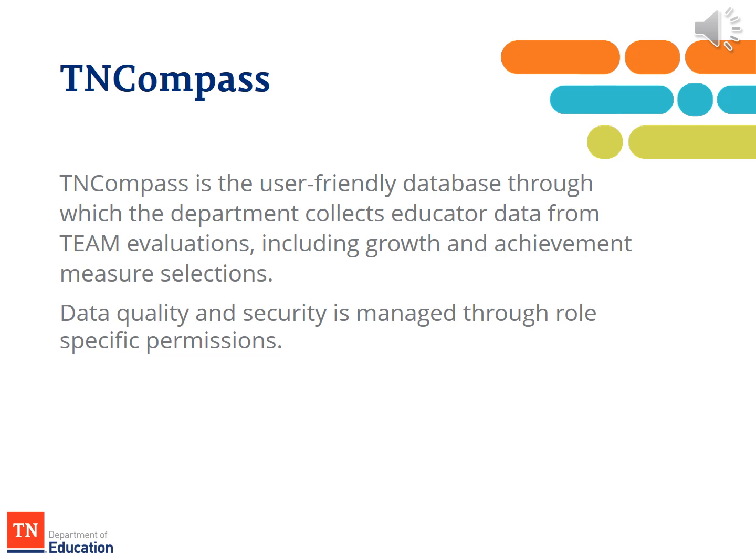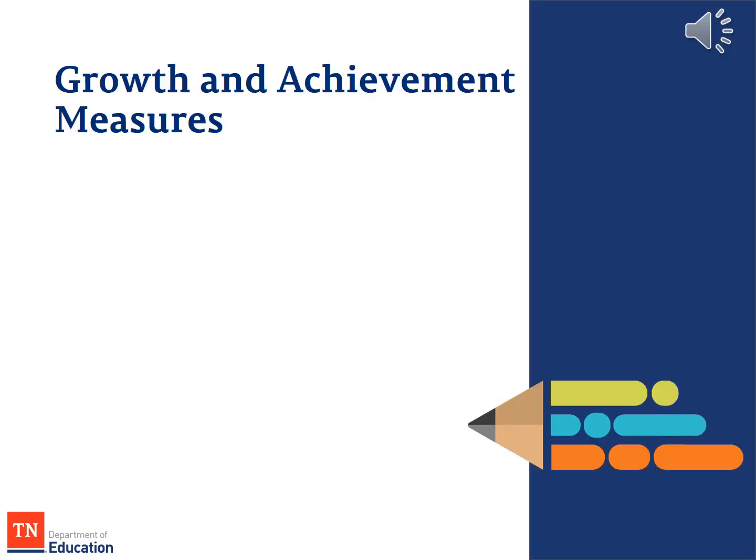T-Encompass is the database used to house evaluation data for all Tennessee educators. Each evaluator must be given specific role-based permissions in T-Encompass to access evaluation data. Growth and achievement measures comprise a significant proportion of each educator's LOE. Each measure has a customized weighting within Team for the different educator types. We will now review measure types, followed by a section devoted to measure weighting.